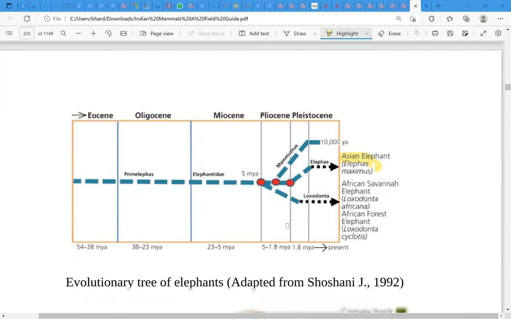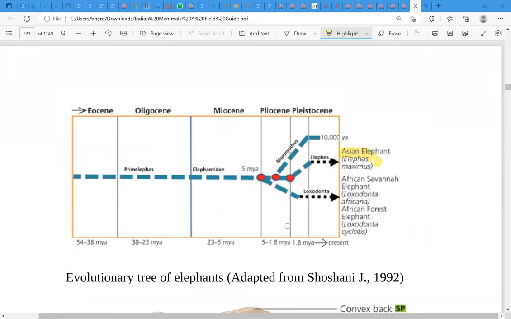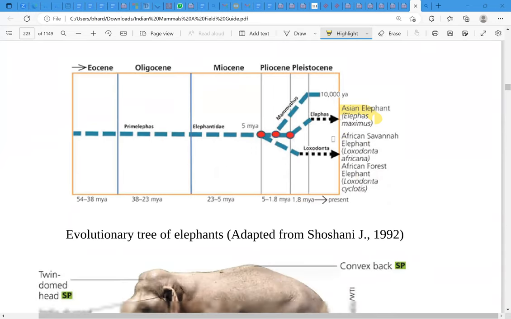Now here is a chart showcasing the evolutionary tree of elephants. This is the Asian elephant, Elephas maximus, the African savanna elephant, Loxodonta africana, and the African forest elephant, Loxodonta cyclotis. So these are the two divisions. Eocene, Oligocene, Miocene, Pliocene, and Pleistocene. The different periods are there, and that's how evolution has been taking place from 54 million years ago and coming till the present times.